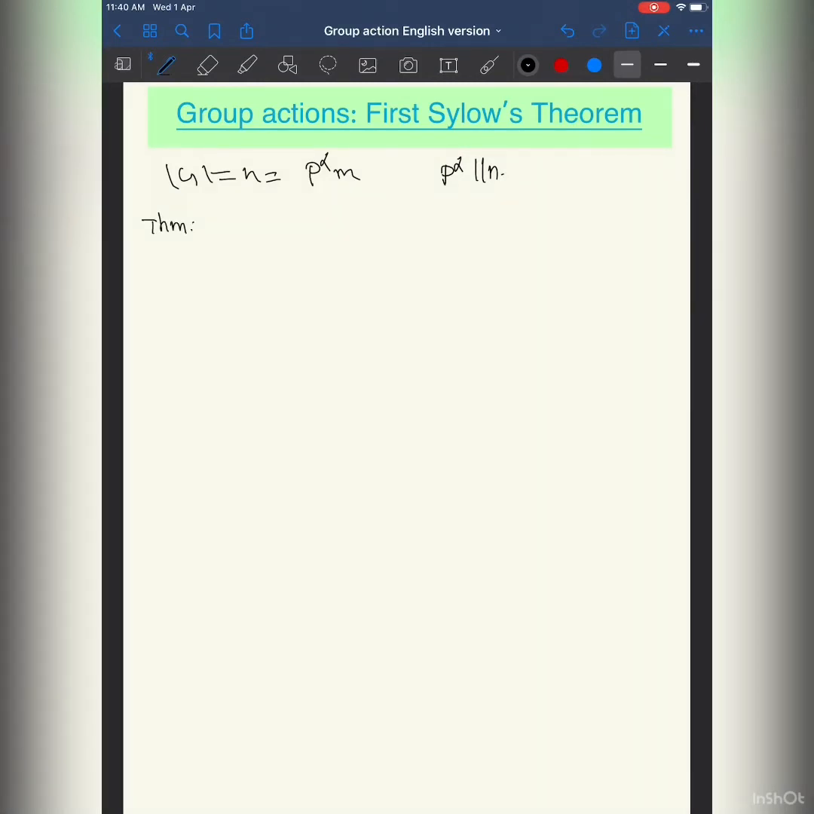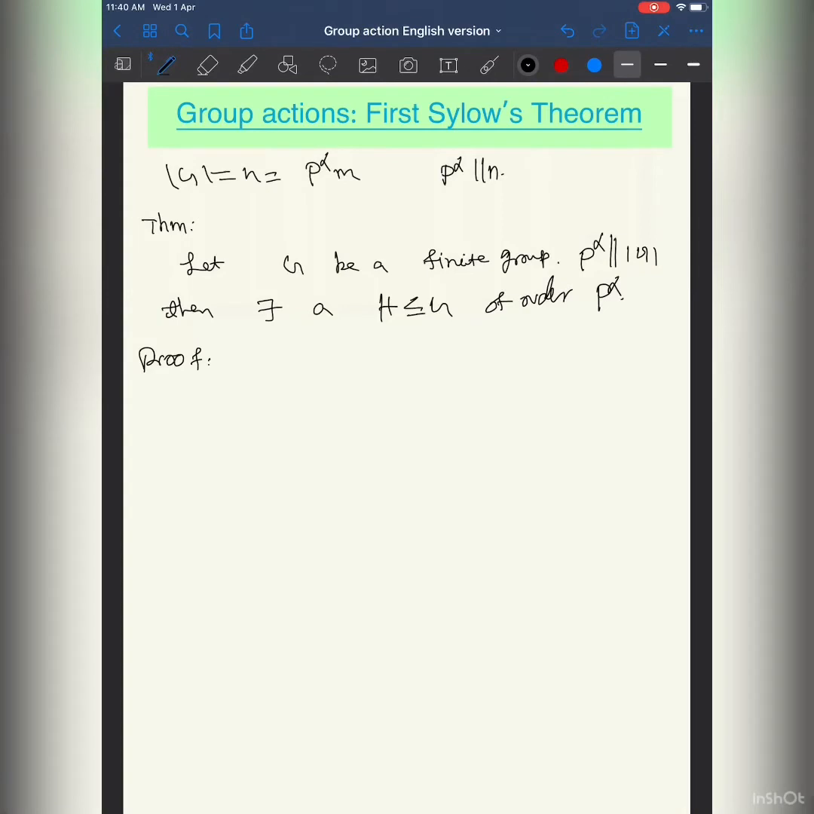Let me write the statement. First Sylow's theorem: let G be a finite group and suppose p power alpha divides the order of G. Then there exists a subgroup of order p power alpha. That means if you give a prime and its maximum power dividing the order, there exists a subgroup. The existence of subgroups is partially true by the inverse of Lagrange's theorem.